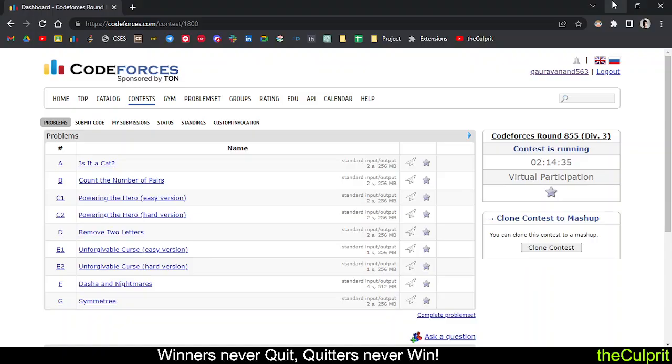Okay, let us start this virtual contest. This is a Codeforces Round 3, around 855 Tick 3 contest. I'm participating in it virtually. Start with the first problem.